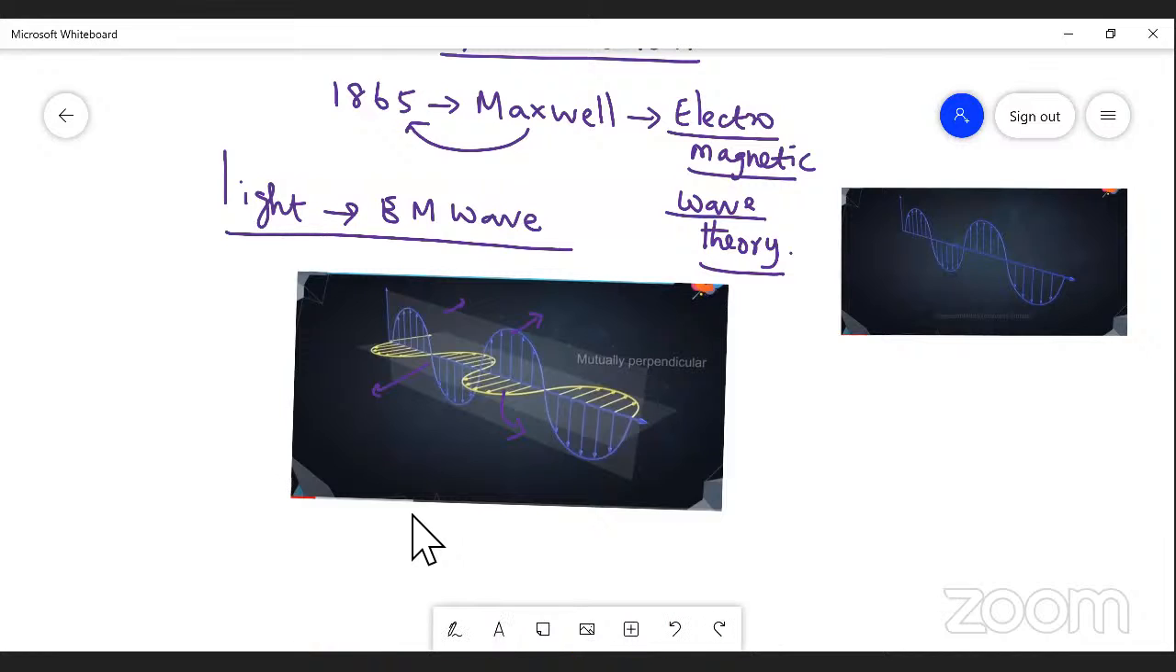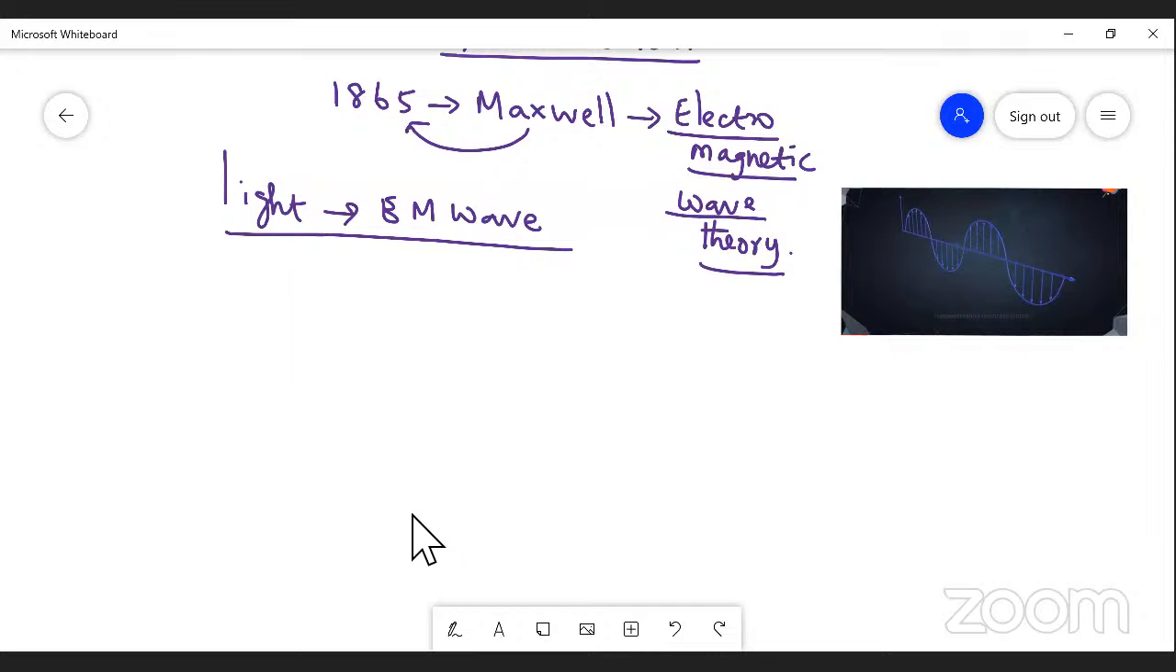Next, it was experimentally proved that the vibrations of electric field in the light wave are responsible for the sensation of vision. It was experimentally proved that the sensation of vision is due to the vibrations of electric field in the light wave.